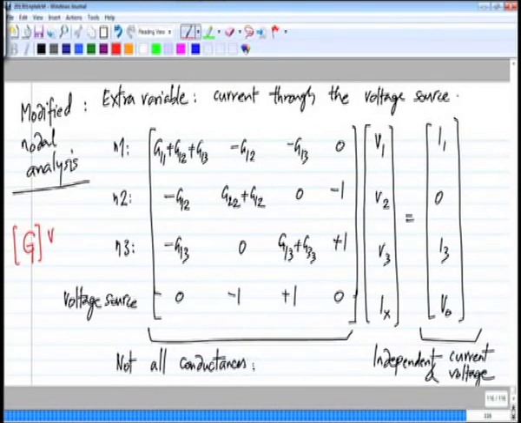The last row and last column. G times V, that originally was the vector of node voltages, but now it also includes a current, and finally equals I. And again, this is a vector of independent variables. It has the current sources as well as the voltage source. Now, I don't want to introduce a new notation, so I'm going to keep it as it is.